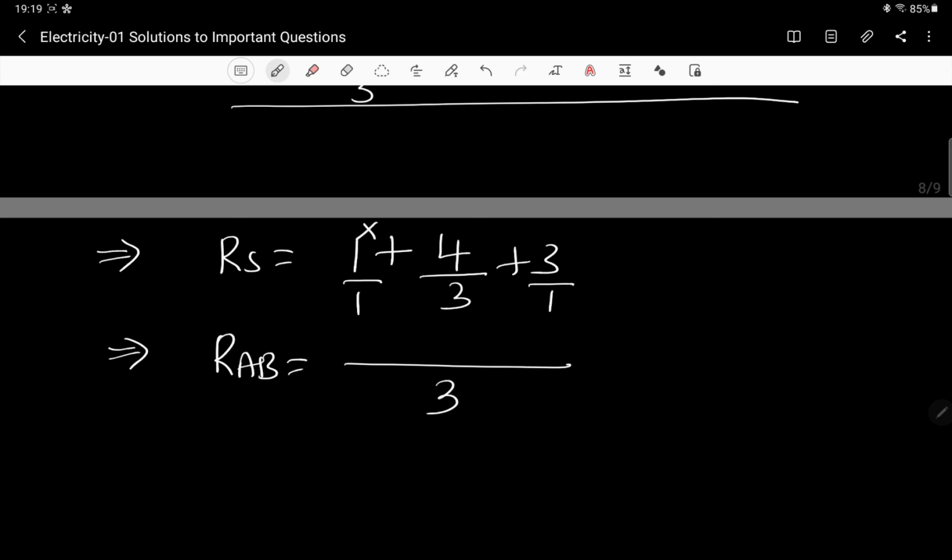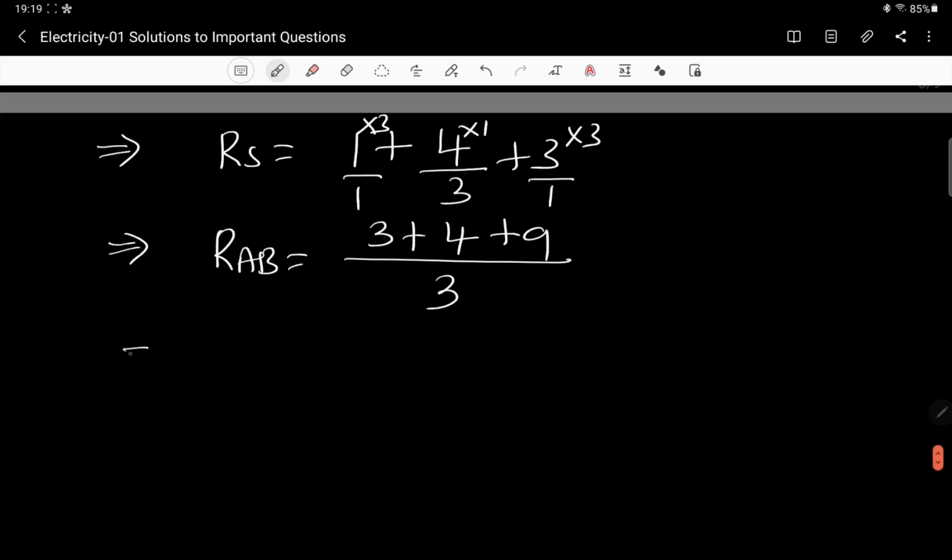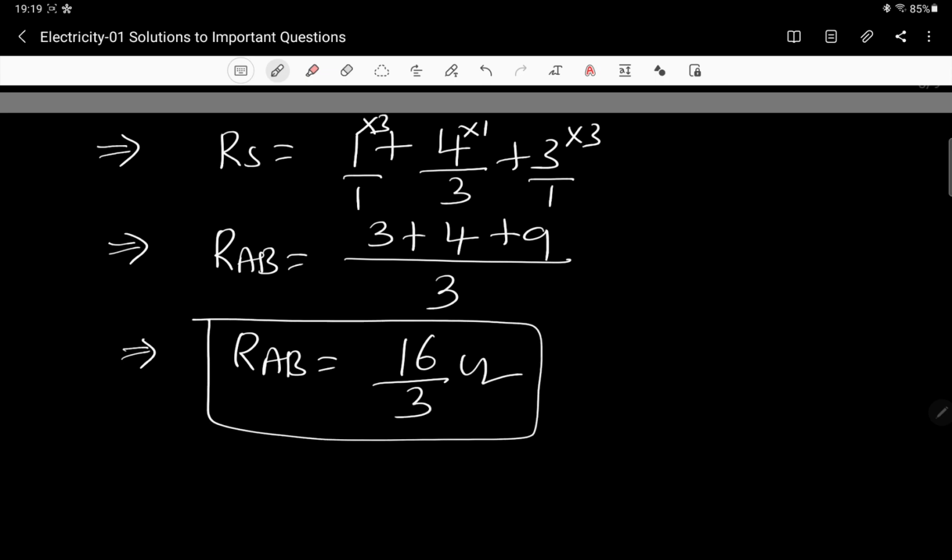So LCM is 3. So 1 into 3, 4 into 1, 3 into 3. So I'm going to get 3 plus 4 plus 9. So 1 into 3 is 3, 4 into 1 is 4, 3 into 3 is 9. So then I'm going to get RAB is equal to 3 plus 4 is 7, 7 plus 9 is 16. So 16 by 3 ohm. So this is the value of RAB.